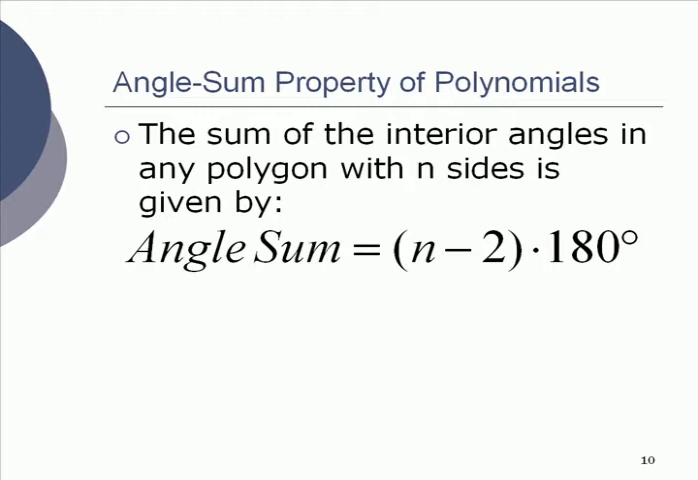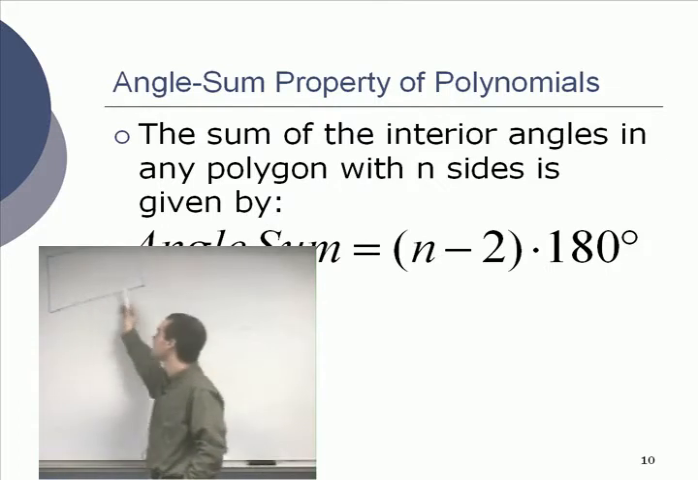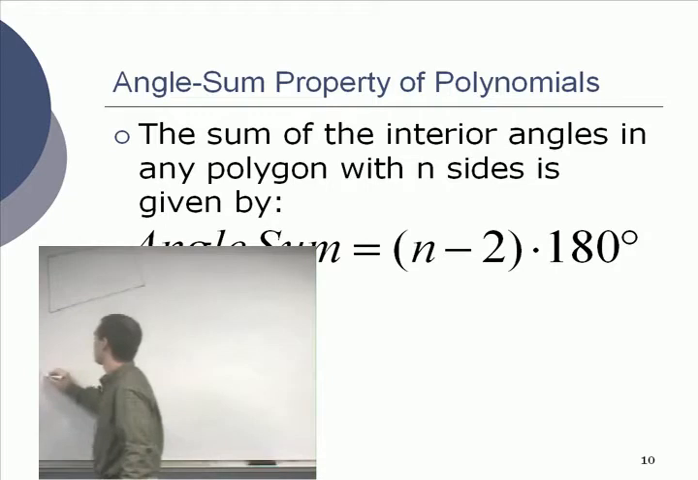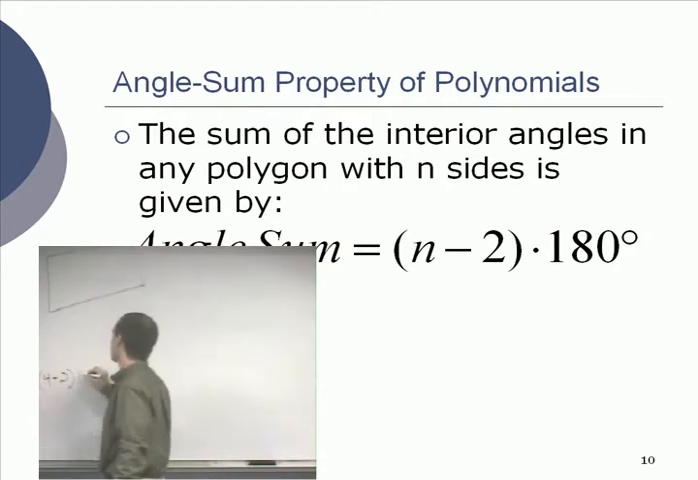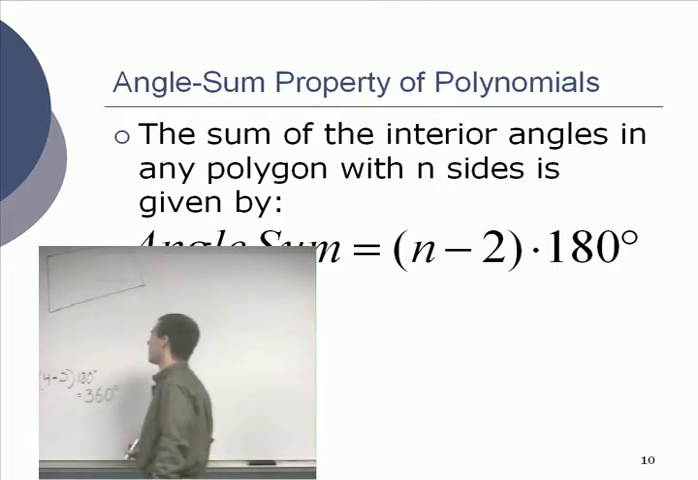This formula tells you what that sum is. Sum of the interior angles in any polygon with n sides is given by n minus 2 times 180. So for example, this need not be a square. How many sides have we got? 4. What's 4 minus 2? 2 times 180? 360. Every quadrilateral is going to have a total of 360 degrees on its inside. So in this case, we'd have 4 minus 2 times 180 degrees equals 360 degrees.